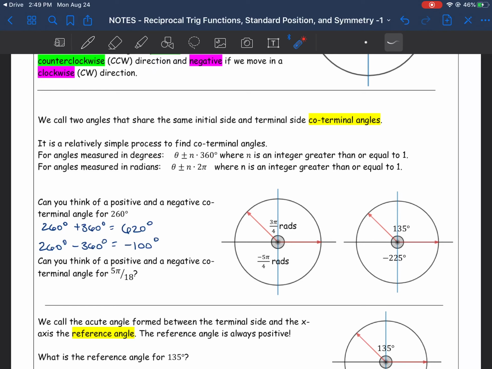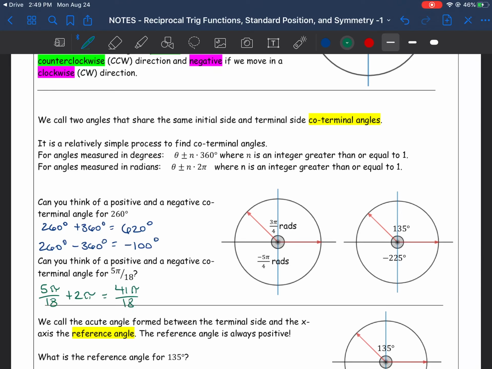Can you think of a positive and negative coterminal angle for 5 pi over 18? Well, to get a positive coterminal angle, I could take 5 pi over 18 and add 2 pi to it, since 2 pi is the same as 360 degrees. And if I added 5 pi over 18 plus 2 pi, this would give me 41 pi over 18.